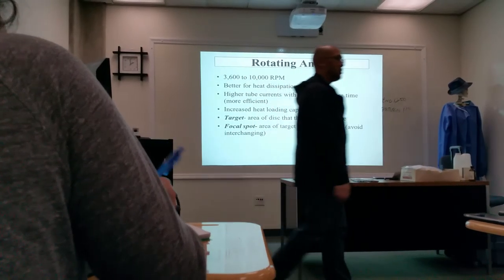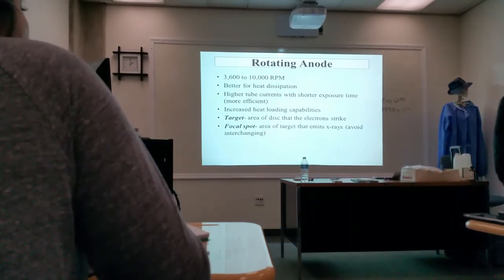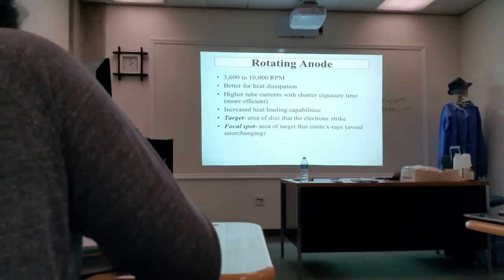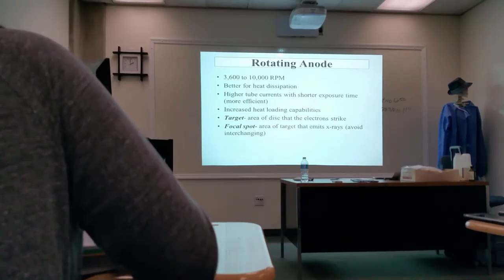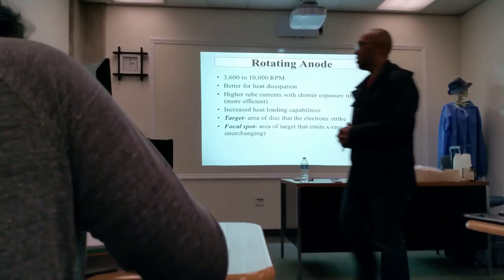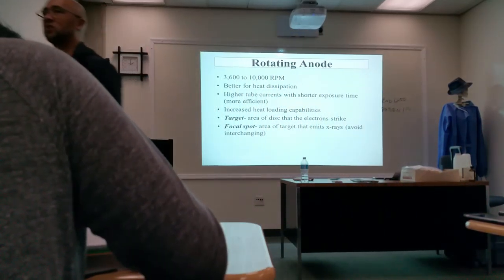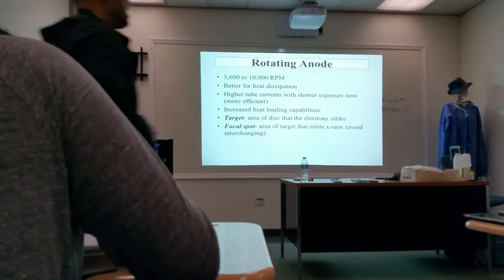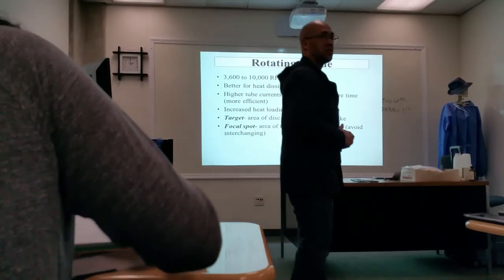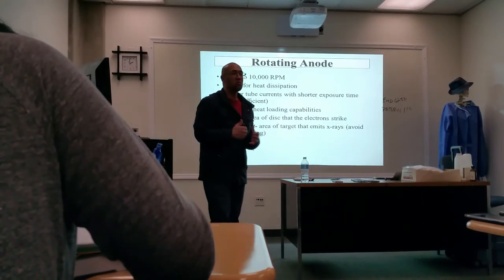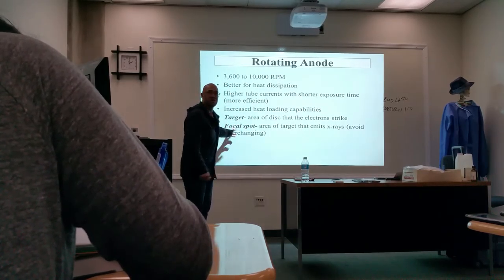Two terms I'm going to introduce you to. The first one here is target. We talked about it earlier. The target is the area of the disc that the electrons strike. Now, we have two filaments, right? So do you suppose we have two targets?